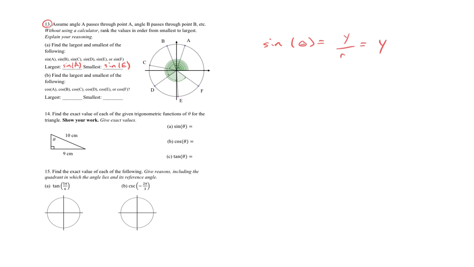So next one, we're going to do cosine. Cosine on the unit circle is going to be x over r. In the unit circle, our radius is 1, so it's just going to be x. So whenever we ask what is the largest cosine of some angle, that's the same thing as asking what is the largest x value at that point. You can see that this one here, F, is furthest to the right, our largest x value. So cosine of F. And then the smallest one is the one furthest to the left, the most negative. You can see that one is at C. So that one will be our smallest value, cosine of C.